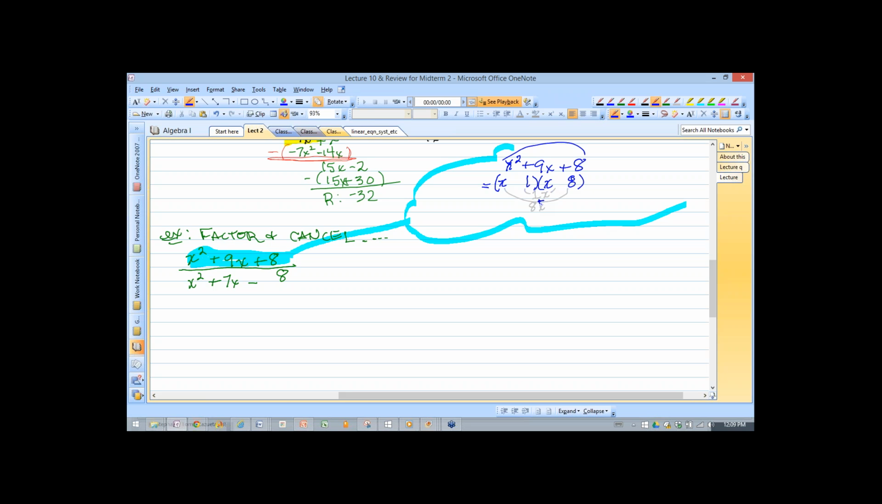Now they add up to 9x, right? So put your plus signs in there and you got it. Okay? And always check. You can always foil it back up to check it and make sure you got the correct factorization.